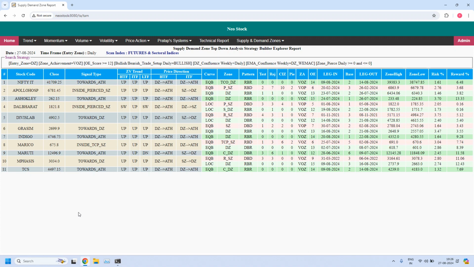These 11 stocks are supporting bullish trade setup for monthly income trade. These 11 stocks are also having a LTF and ITF zone confluence, that is a daily and weekly zone confluence. And also all these weekly zones are having confluence with the weekly EMA confluence. And moreover, in the weekly demand zones, daily demand zones are also having confluence. So it's a high probability setup.